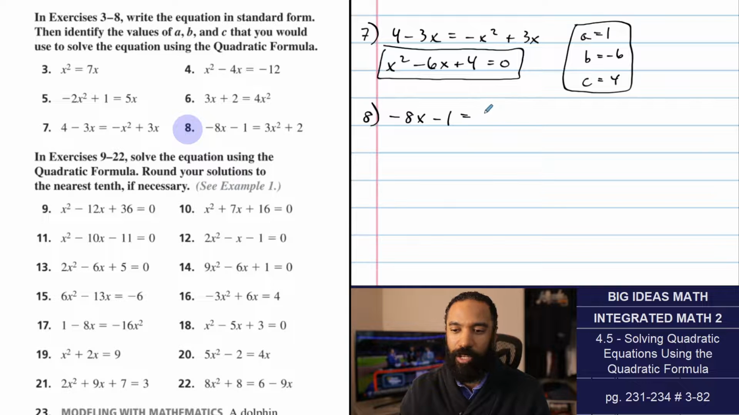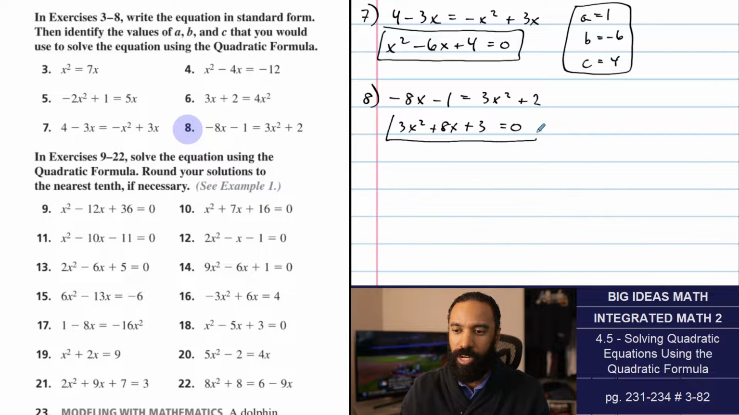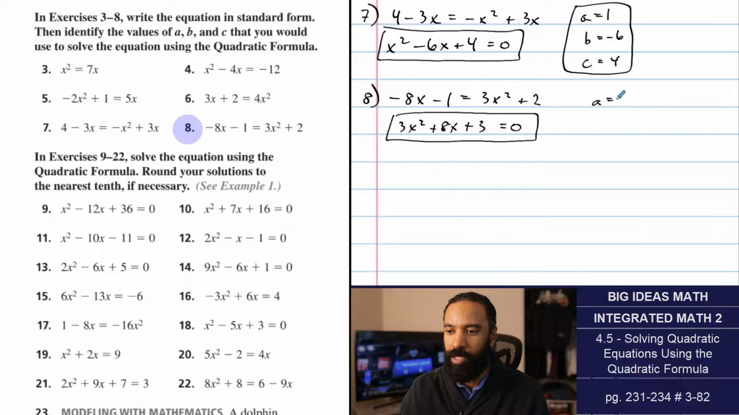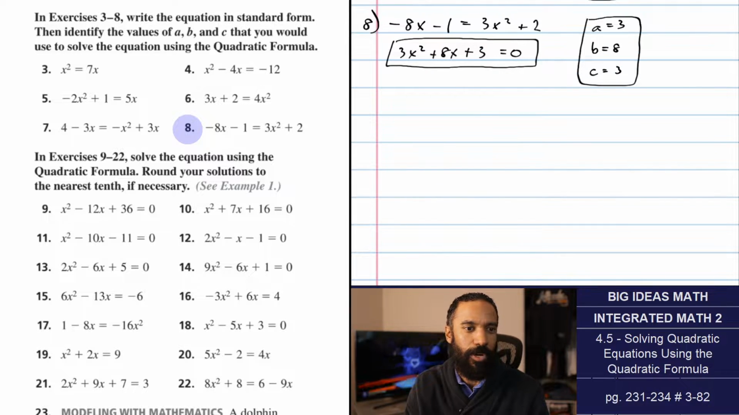Negative 8x minus 1 equals 3x squared plus 2. I like my x squared term positive, so let's add 8x over, so it's plus 8x. Let's add 1 over, and 2 plus 1 is 3, and that equals 0. So there's the standard form equation. Your A is 3, B is 8, and C is 3. Okay, we're going to be doing that same thing and identifying them when it comes to solving, and it looks like we will begin solving.